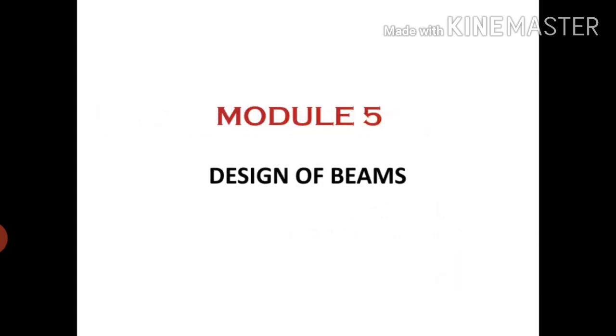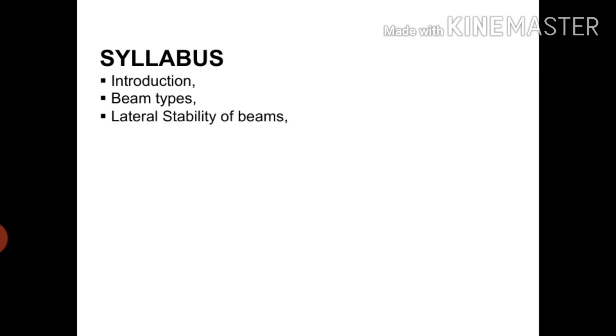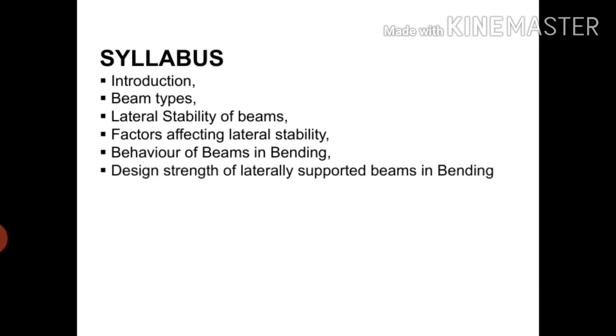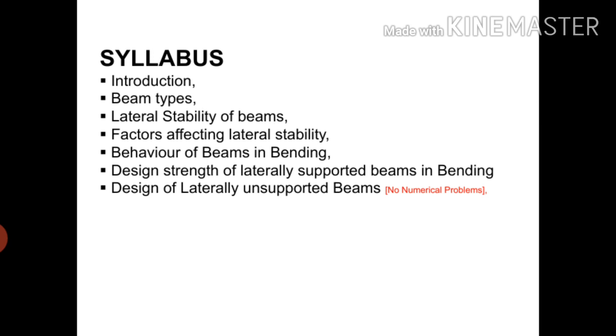So in this particular lecture, I'll be starting module number 5, design of beams. The syllabus contains an introduction about the beams, then the beam types, lateral stability of beams, then the factors affecting lateral stability, behavior of beams in bending, design strength of laterally supported beams in bending, design of laterally unsupported beams. Here you will be studying only the theoretical part, no numerical problems on this.